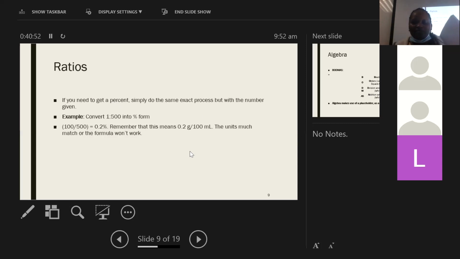So we have outdone these ratios and these proportions. So let's move on to something else, which is a bit interesting. Okay, thank you, Leonora.